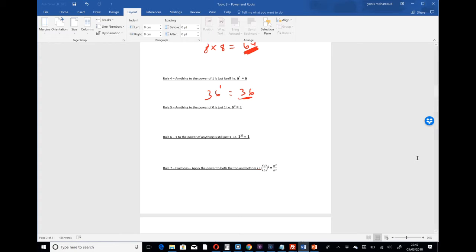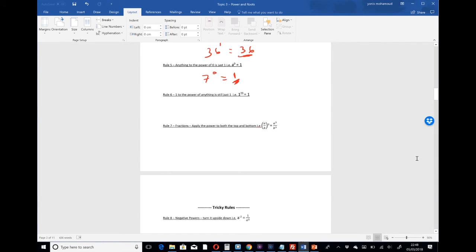Okay, and rule number 5 states anything to the power of 0 is just 1, i.e. a to the power of 0 is equals to 1. So let's say I had 7 to the power of 0. That is just going to give me 1.